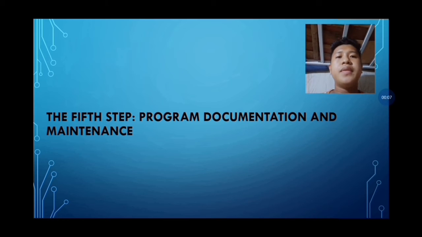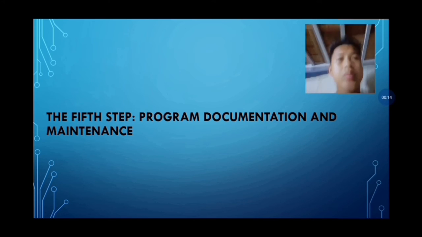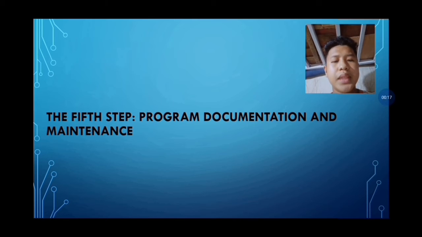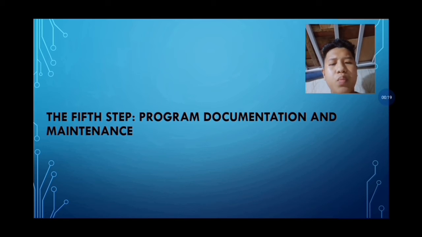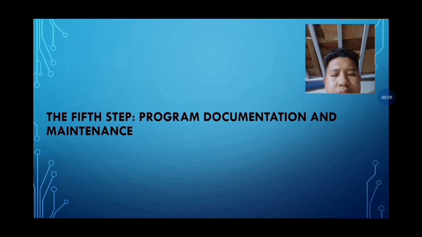The last is the 5th step: program documentation and maintenance. Documentation is the set of instructions shipped with the program or a piece of hardware. Documentation usually includes necessary instructions on the use and maintenance of the product. It is not just an end stage process of programming. In fact, it needs to be done throughout the entire programming steps.